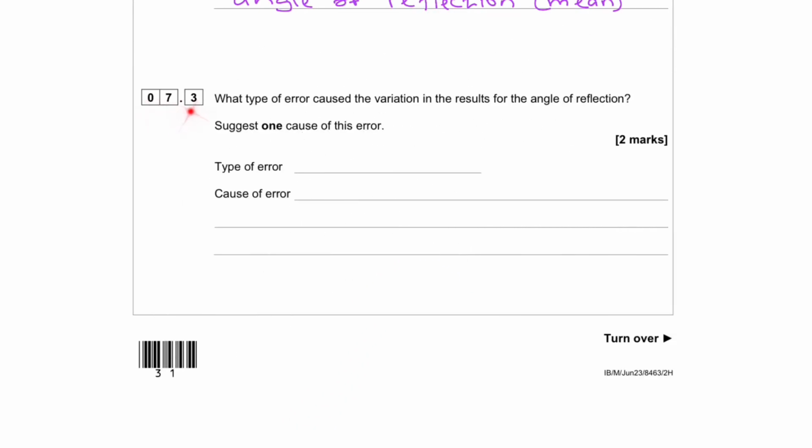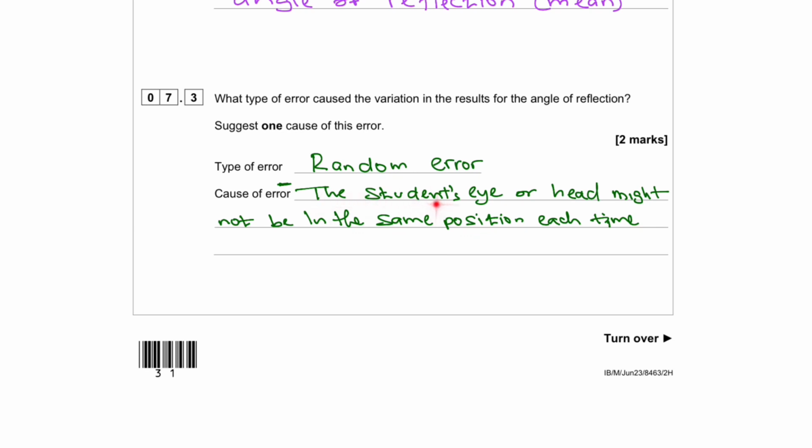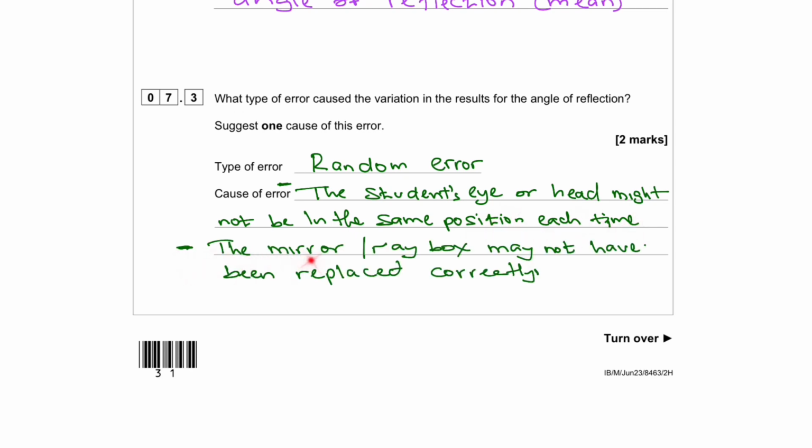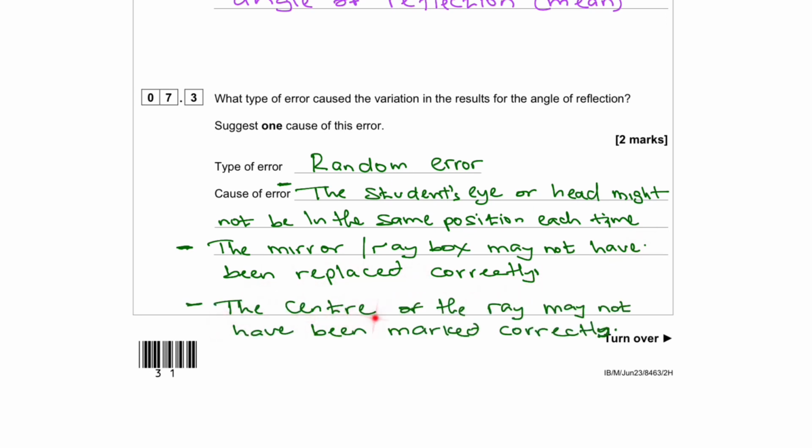Question 7.3. What type of error caused the variation in the results for the angle of reflection? Suggest one cause of this error. Type of error? Well, the type of error will be random error. And cause of error? First, the student's eye or head might not be in the same position each time. Second, the mirror or the ray box may not have been replaced correctly. Third, the center of the ray may not have been marked correctly.